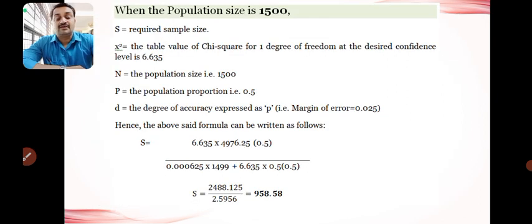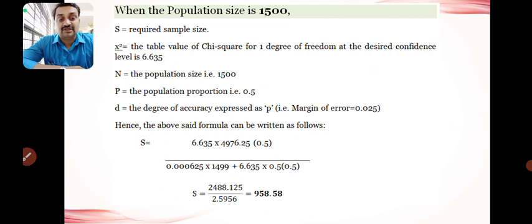Imagine we have 1500 librarians. We cannot study each and every librarian because of many constraints. Then we will apply this formula to identify a good sample size. So how many librarians we need to contact, how many individuals we need to contact for data collection. Here 1500 is n, and other things are as mentioned in the previous slide.